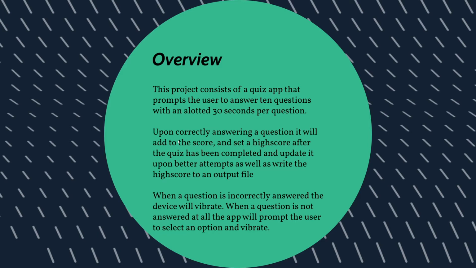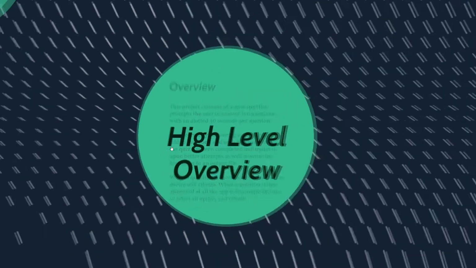Every time you answer correctly, it updates your score. And when you answer incorrectly, it vibrates using vibrator.os. And if you don't answer at all, it'll vibrate and prompt you to answer. At the end, if you have a new high score, it'll set that to a text view on the home screen. It'll update that, as well as write your high score to an output file. It uses NOS functionality to do that as well.